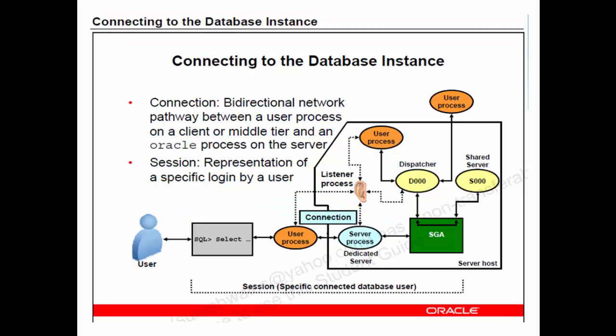So if you see the diagram connecting to the database instance, you can see the user connecting to the database instance, and the user has user processes, and there's a connection. The SGA has the shared server dispatcher and user processes, server processes, and the user is executing a select statement.